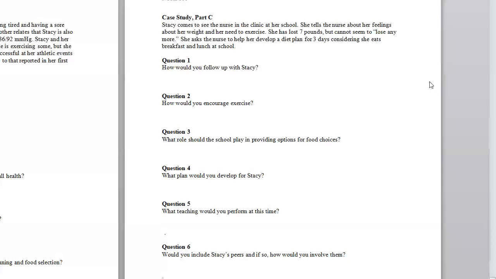So again, teaching her about the relationship between elevated blood pressure and heart disease and the importance of exercise in relationship to decreasing that blood pressure. So how would you include Stacy's peers, and if so, how would you involve them?